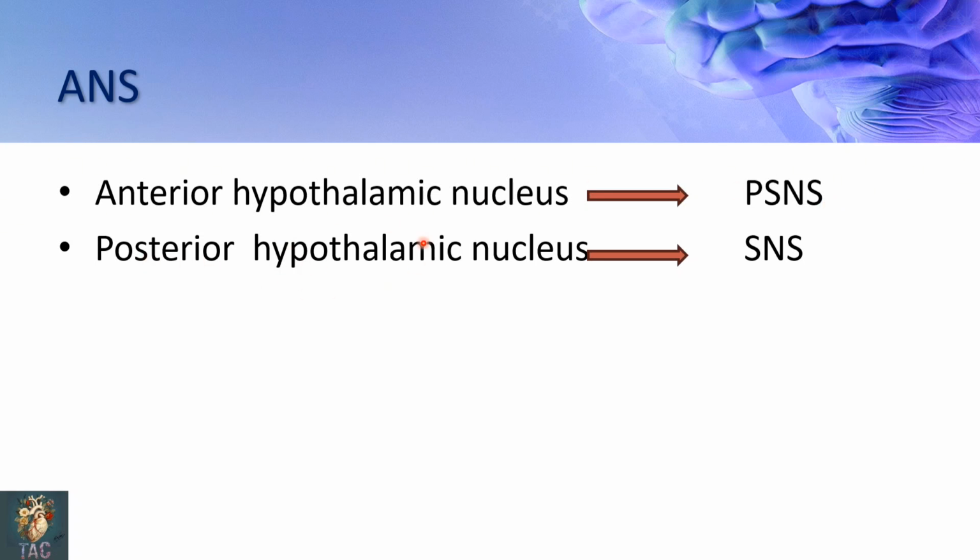Similarly, the posterior hypothalamic nucleus is related with the sympathetic nervous system, and the sympathetic nervous system is thoracolumbar, and in the thoracolumbar spinal cord there is the intermediate horn. So these fibers' projections go to the intermediate horn. These are the preganglionic nerve fibers, and they form part of the sympathetic nervous system.